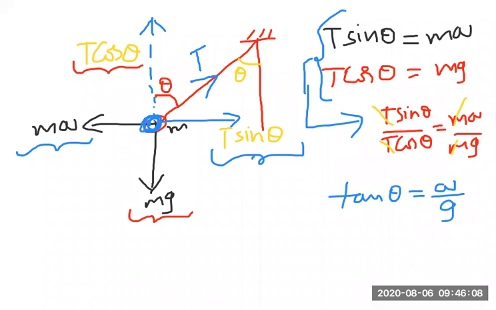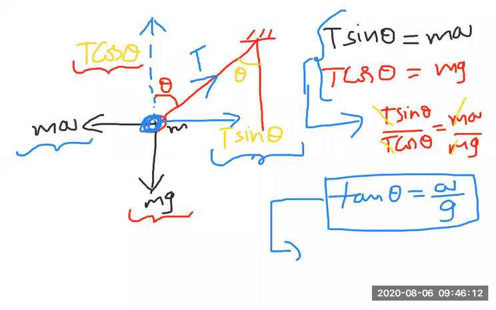So the angle it makes with the vertical is theta. How much angle it makes with the vertical when the car is moving at constant acceleration? Theta is tan inverse A by G. This is the expression I'm getting. I hope you are clear with this. Theta is the angle made with the vertical.